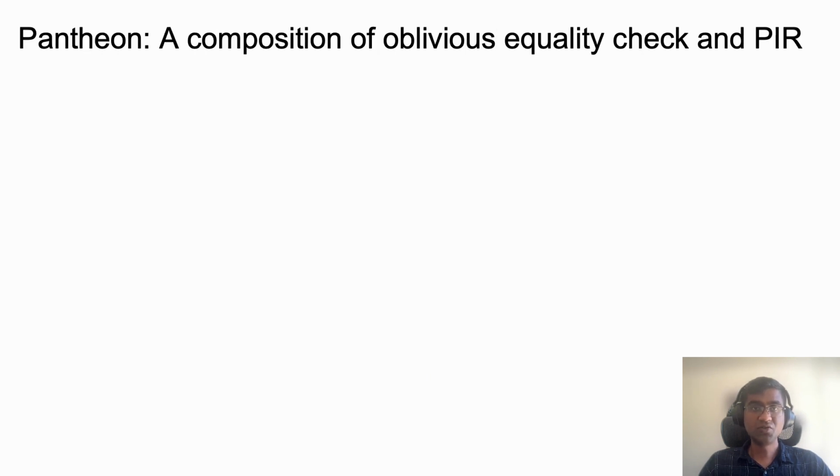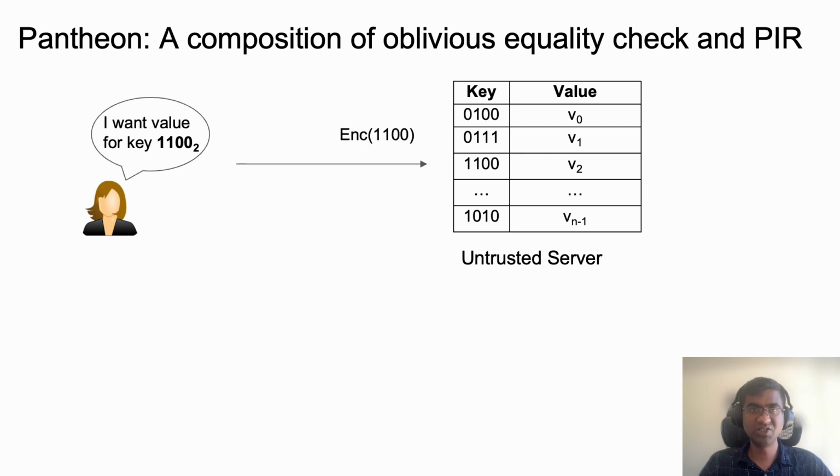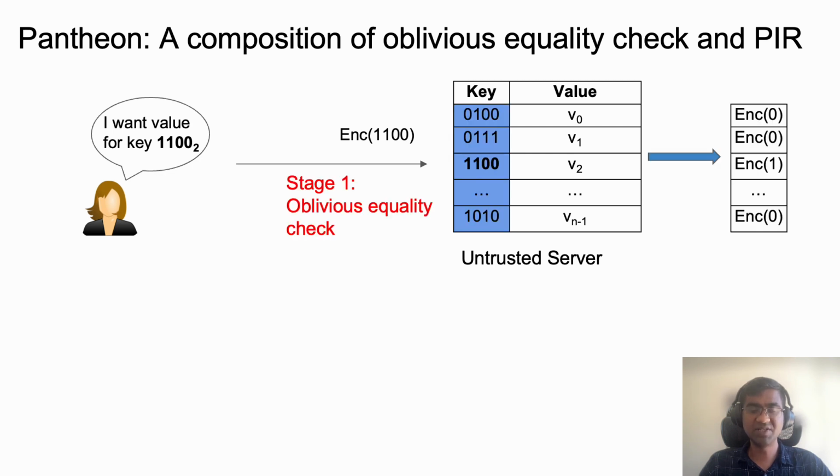Now, composing these two building blocks, we can design a single round solution for private retrieval from a public key value store. Suppose an untrusted server holds a key value database and the user wants to retrieve the value corresponding to a key privately. The user can first construct a query following the oblivious equality check protocol and send it to the server. The server proceeds in two stages. In the first stage, the server performs oblivious equality check with its keys and the client's encrypted key to generate an encrypted selection vector.